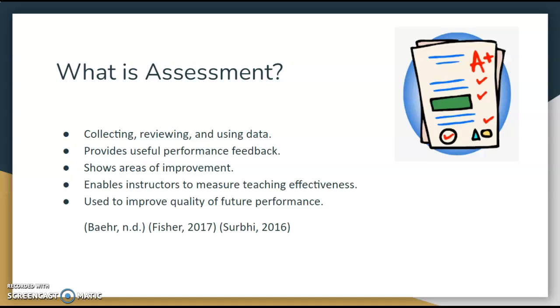We can look at data and go back and see where we need to maybe reteach something or touch up on something to help a student reach their full potential. Assessments are also used to improve quality of our future performance.